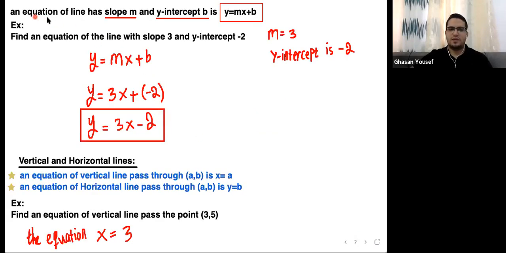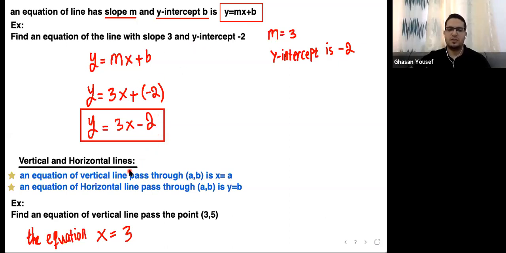Then I said an equation of the line. If this line has a slope and also has a y-intercept, we don't have to use the big formula of the line to find the equation of the line. We can find it directly by using this equation, y equals m times x plus b. The m is the slope and the b is the y-intercept. So I gave an example for this.